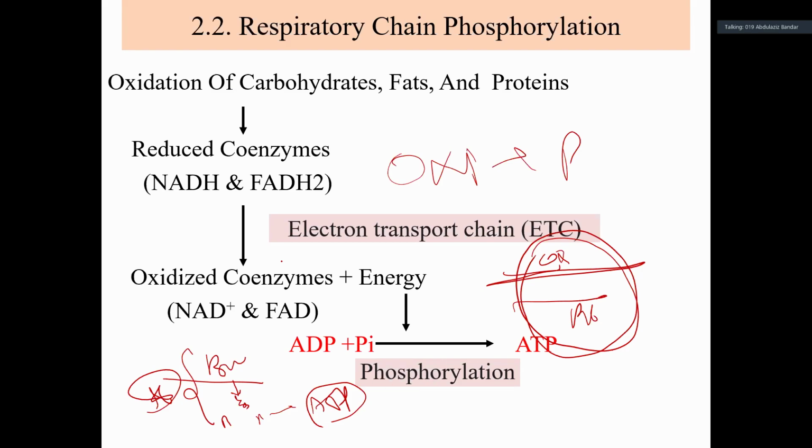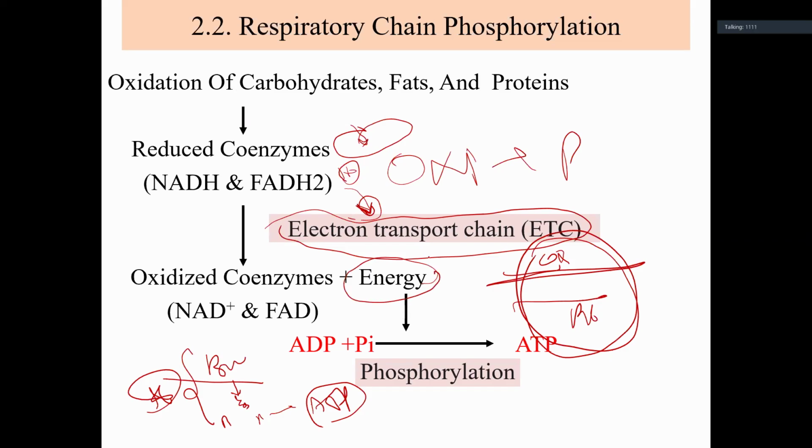Doctor, after the coenzymes are reduced, then they go to the mitochondria electron transport chain. I didn't understand after that. What you didn't understand? What will happen after they go to the electron transport chain? The hydrogen will enter into the electron transport chain. After entering into the mitochondria, hydrogen will enter into the electron transport chain. And in the electron transport chain, there are several reactions. We will see it later on. And these several reactions will give energy.